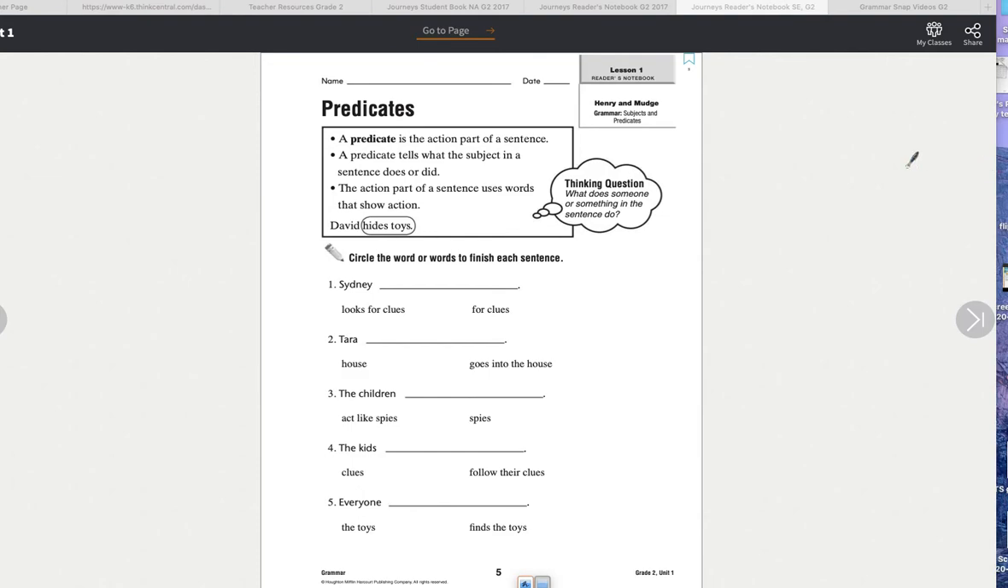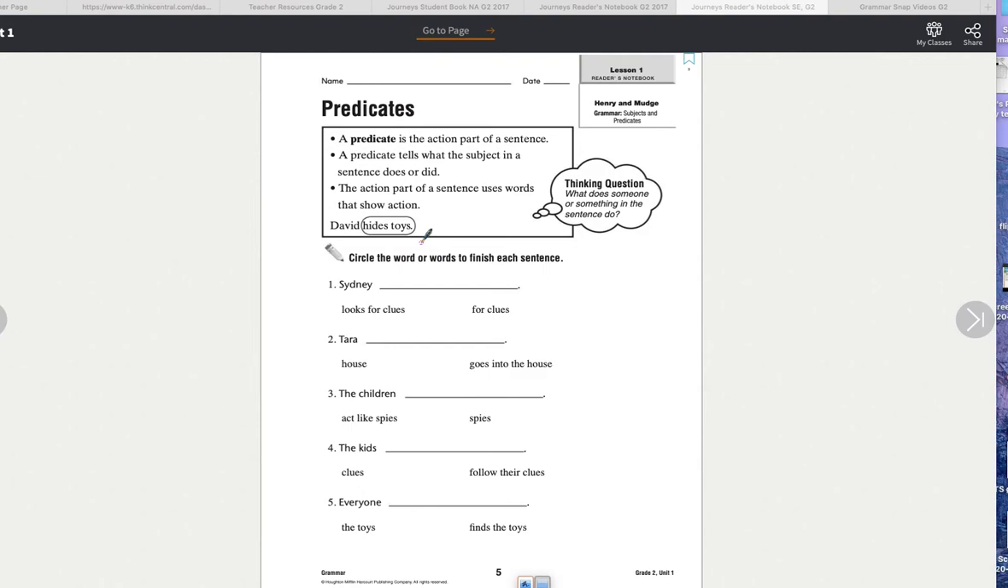And right here at the very bottom of the box, they give us an example. It says, David hides toys. Now notice they circled the words hides toys. What does David do? Hides toys, right? That's his action. All of those words are part of his action. So they circled the predicate, hides toys.